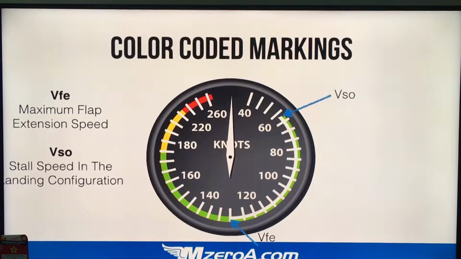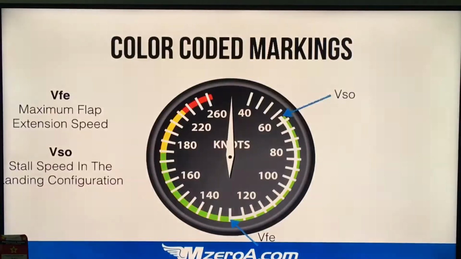The other speed there is VSO. That is our stall speed in the landing configuration. Meaning with flaps, because I have the white arc there, that is the slowest I can go according to my airspeed indicator before the aircraft would stall. So when we get into things like slow flight in the dirty or landing configuration, you're shooting for VSO, the end of that white arc. We'll talk about that more in a second here.